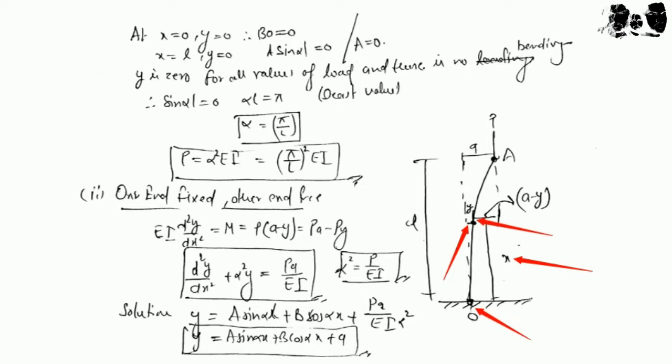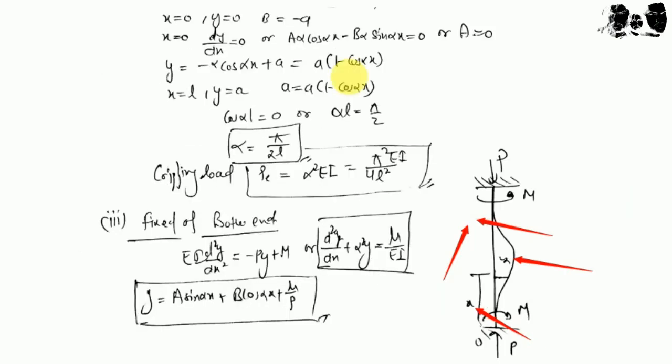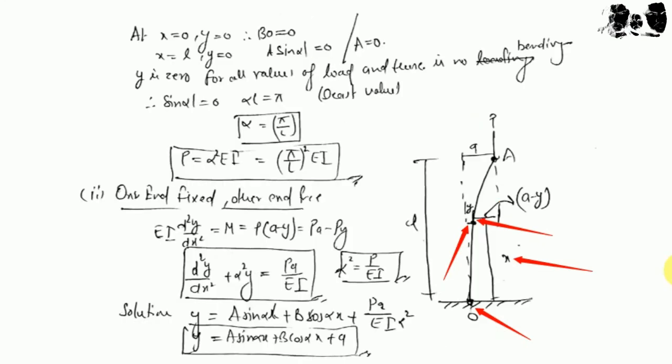Now do the solution. Putting the boundary condition: when x is equal to 0, y is equal to 0, then B is equal to minus a. If we put x equal to 0 here, y becomes 0. Then the value of B becomes minus a, because sin 0 is equal to 0, so that part becomes 0, and cos 0 is equal to 1, so B remains, and y is already 0, then B is equal to minus a.